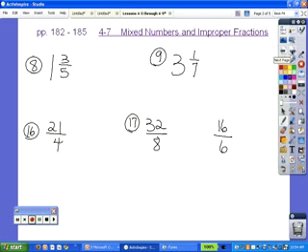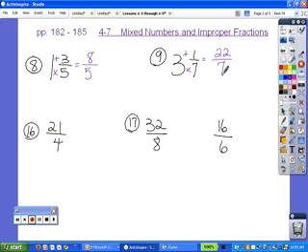To change mixed numbers into improper fractions, you simply multiply the denominator times the whole number. 5 times 1 is 5. Then you add the numerator. 5 plus 3 is 8. And the denominator stays the same. For number 9, multiply 7 times 3, which is 21. Add 1, that gives us 22. The denominator stays the same.